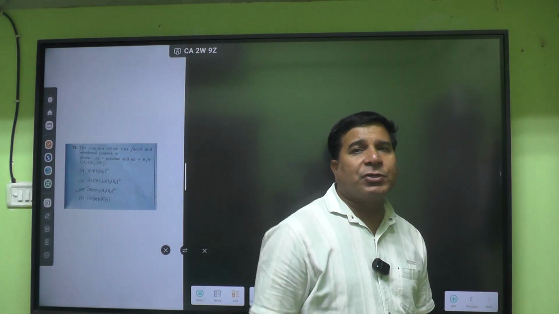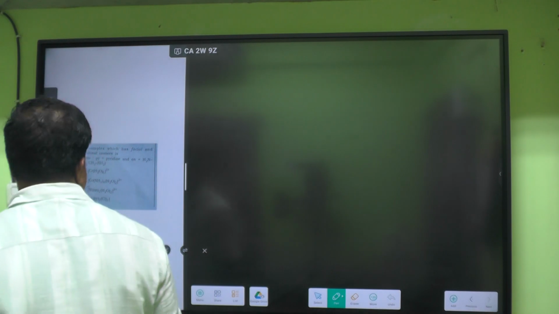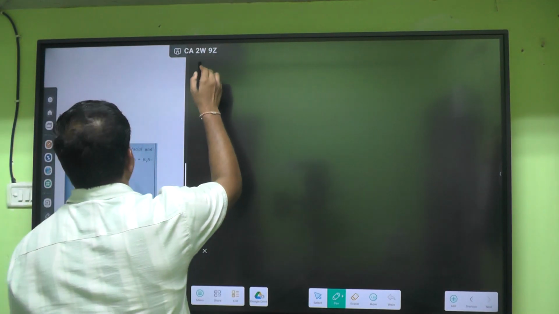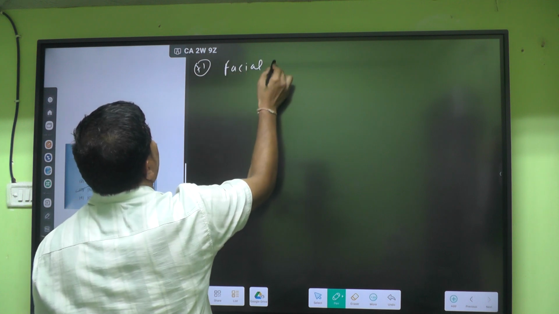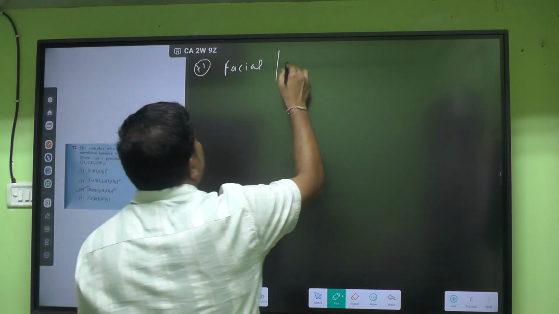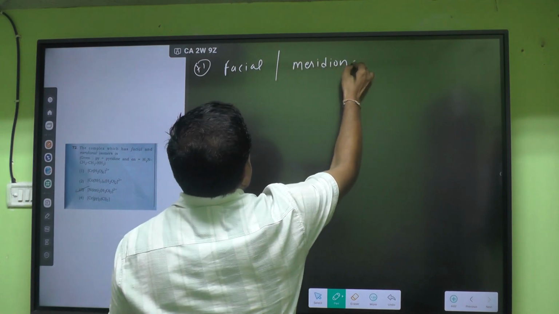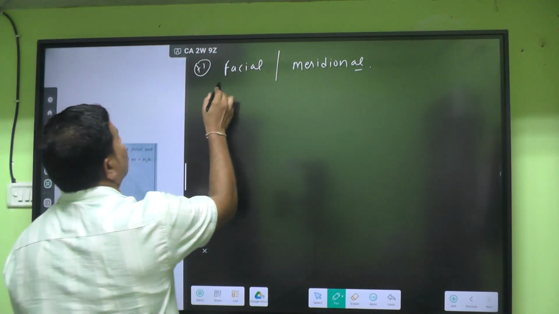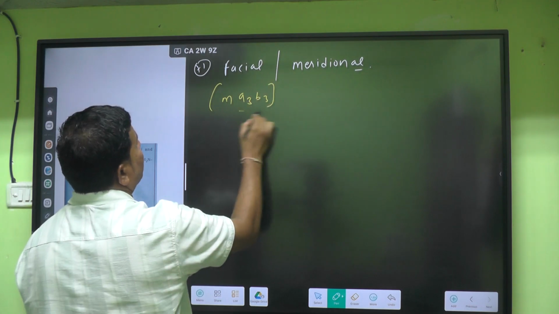Everyone knows geometrical isomers, facial and meridional. Remember the complex Ma3B3 type shows facial and meridional isomers. Remember here, question number 72. Everyone knows facial and meridional. Remember this Ma3B3 type shows facial and meridional.